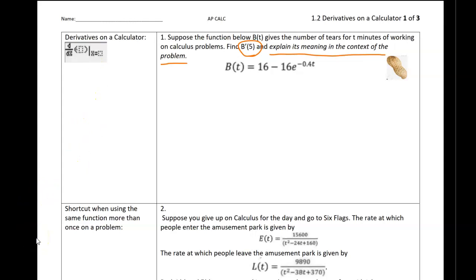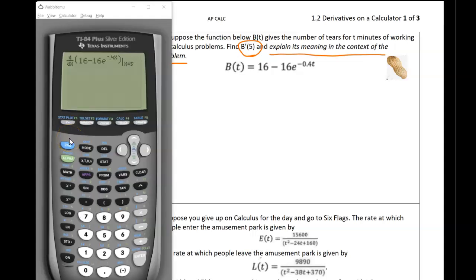Most teachers would make you do this by hand a bunch. I will teach you how to do this by hand, but only after I'm satisfied that we know why we're doing what we're doing and what it means. Okay, so b prime tells us automatically we want a derivative because that's what the prime means. And on your calculator, let me show you what this looks like, and then I'll show you the button.